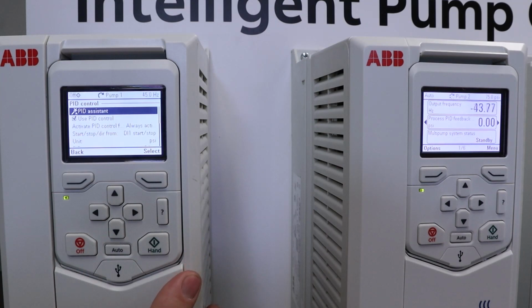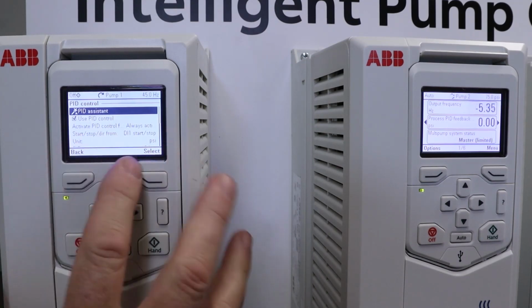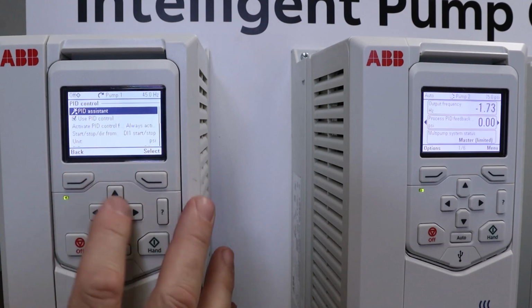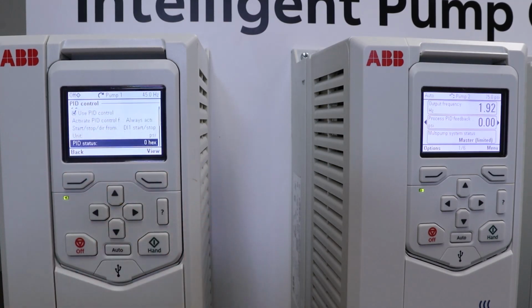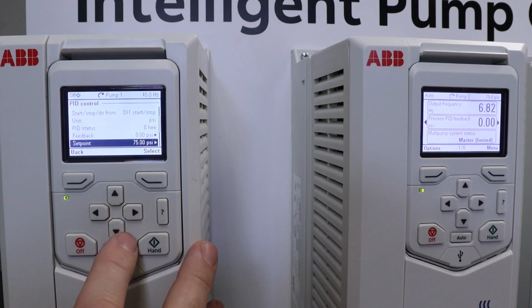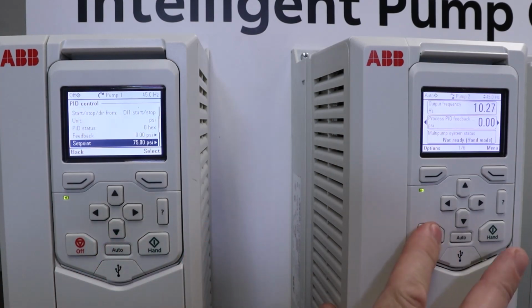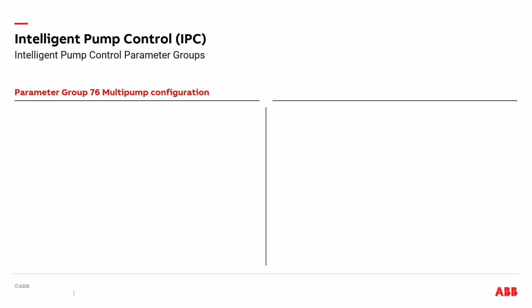Okay. So now we have that data in place, and it's all been transferred through the inverter to inverter transfer system. And I'm going to stop the drives right now. We've been programming the intelligent pump control through the primary settings. Let's take a look at the parameter groups for intelligent pump control.